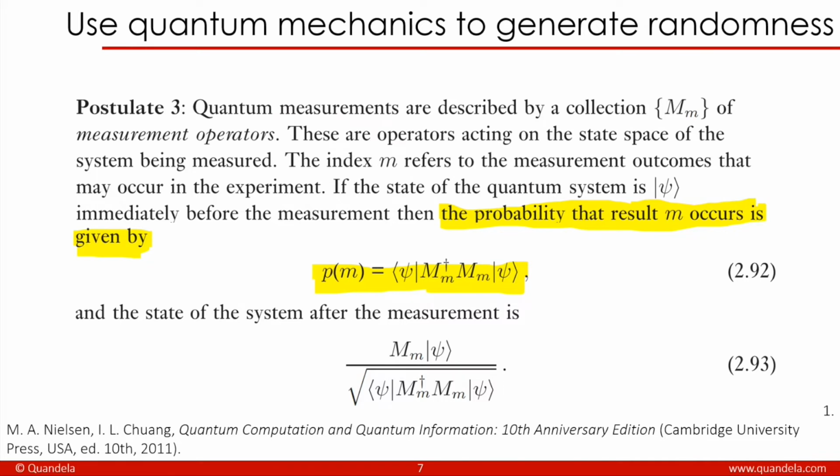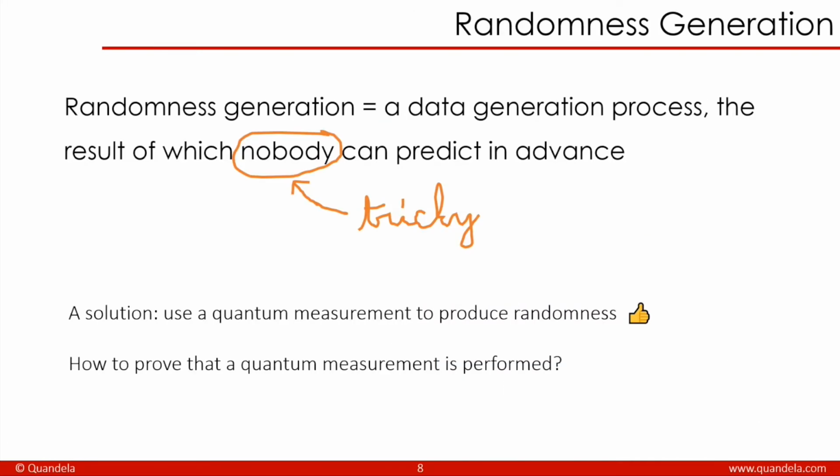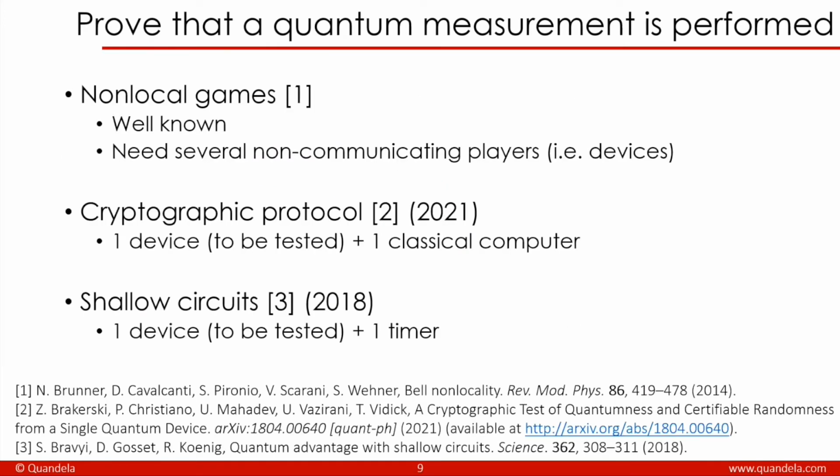And now we are left with another question, which is, how can we prove that a quantum measurement, so a probabilistic operation, is actually performed, such that nobody can deduce the result of the data generation? Well, for this, there are several solutions which I'm going to present. So the first one is called non-local games.